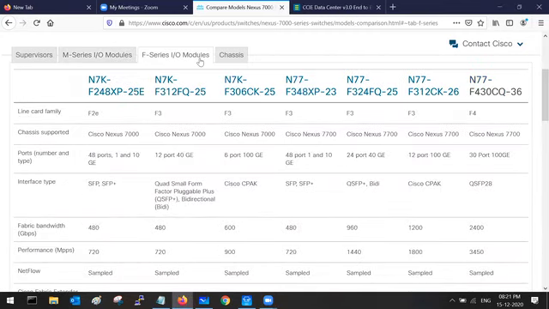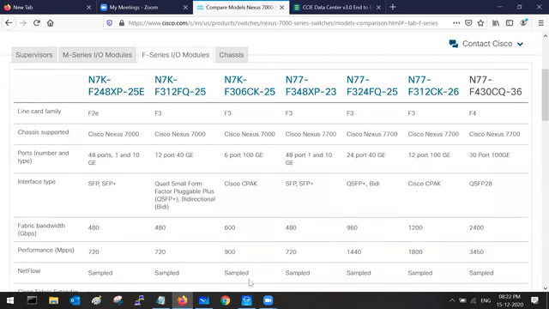Similarly, we have it for the F series as well. So we have F248XP, F312FQ: 12 ports of 40 GB, 6 ports of 100 GB, 48 ports of 10 GB, 24 ports of 40 GB, 12 ports of 100 GB, 30 ports of 100 GB. Any questions, anyone, guys? So this speed is defined based upon the cable which supports the fiber cables.